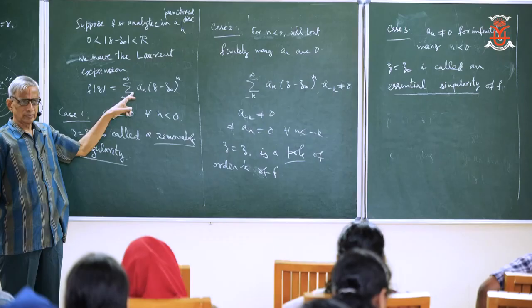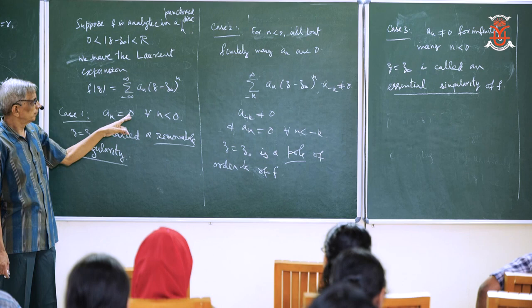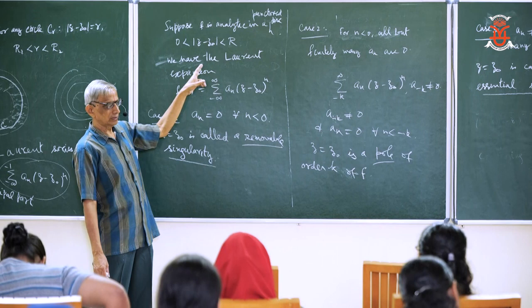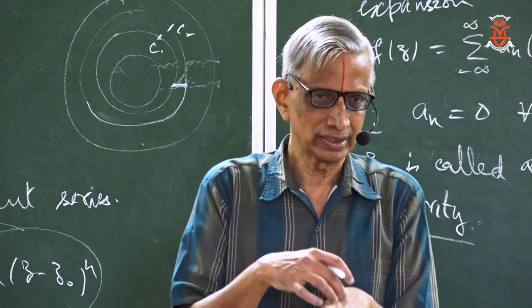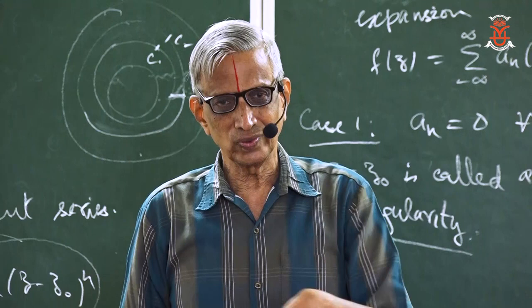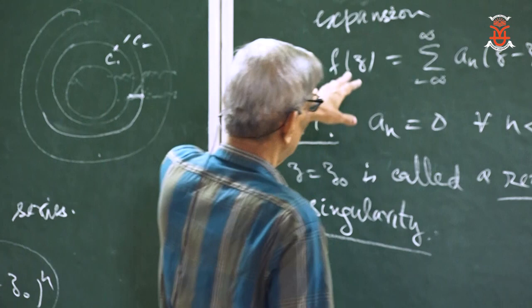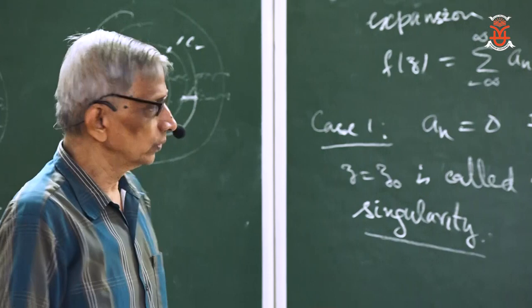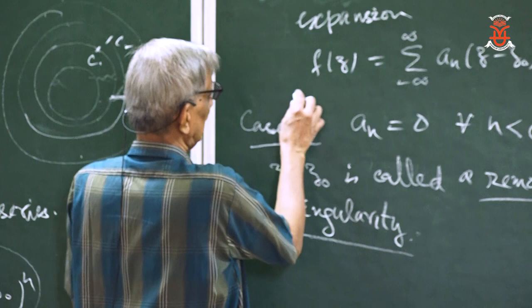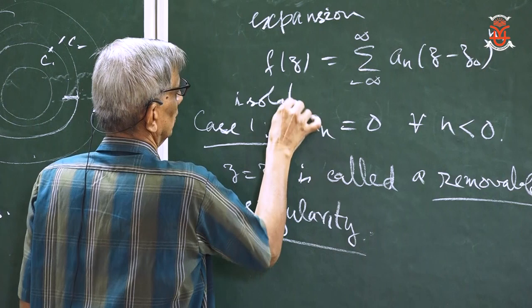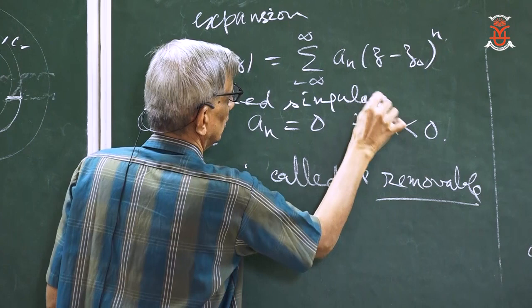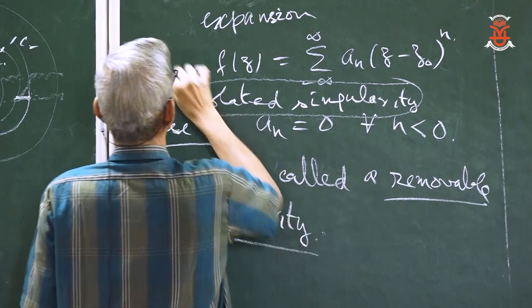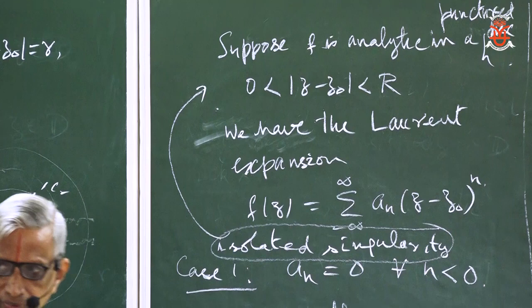In any of these cases, it is an isolated singularity, right? You are assuming that in that disk, except for z naught, the function is analytic anywhere. Okay, there is no other singularity in that neighborhood, so it's an isolated singularity. So generally, without classifying into this, that, or that, anything of this kind is called an isolated singularity. Say that z equal to z naught is an isolated singularity of f of z if f is analytic in a punctured disk around z naught.